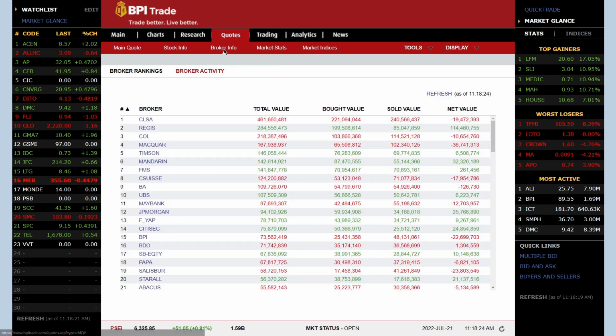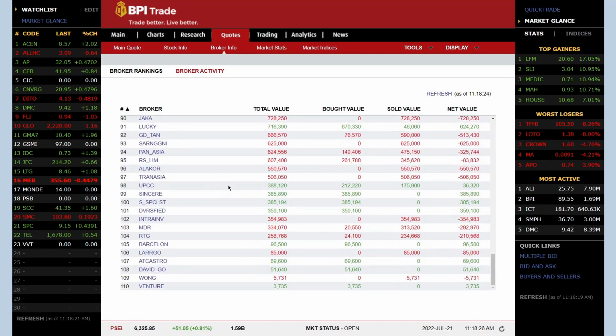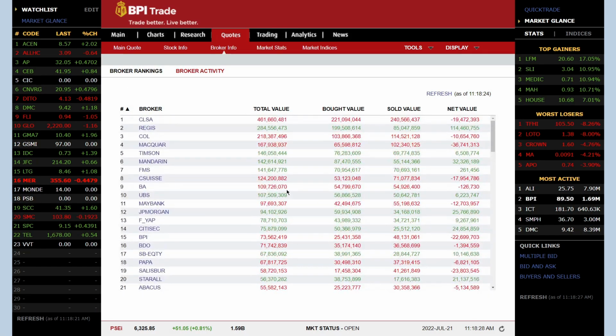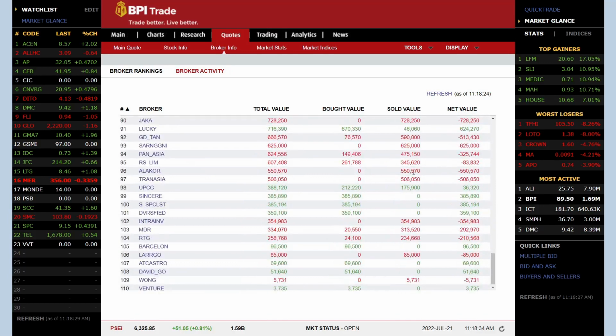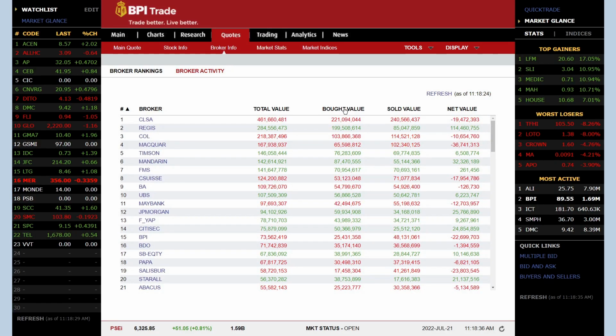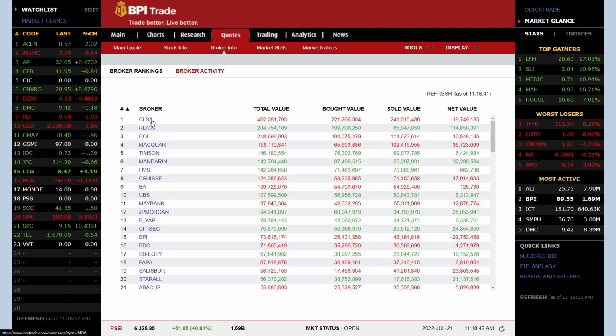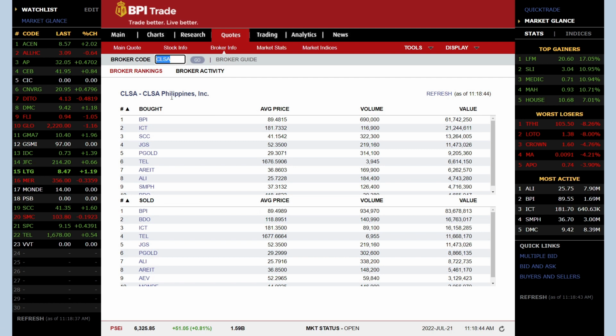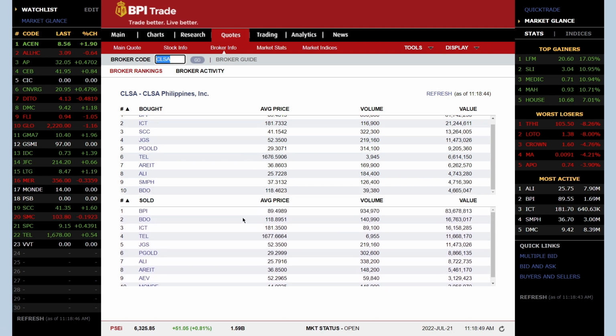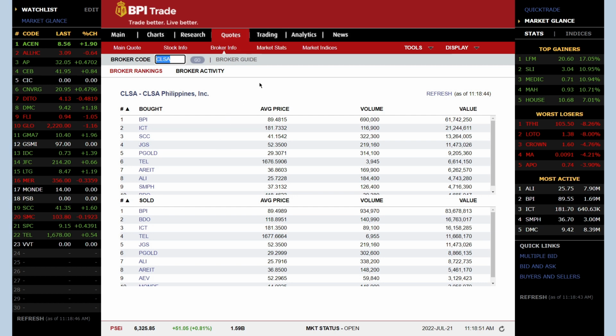Then we have broker info. So ito lang basically yung total value ng tinrade dun sa broker na yun. And kita nyo yung net value dito, sold value, and bought value. You also have the broker activity here. So, kailangan mo lang mag-click dito. Like, for example, yung number 1, CLSA Philippines. So, yan. Kita nyo dito, yung mga tinrade nila.